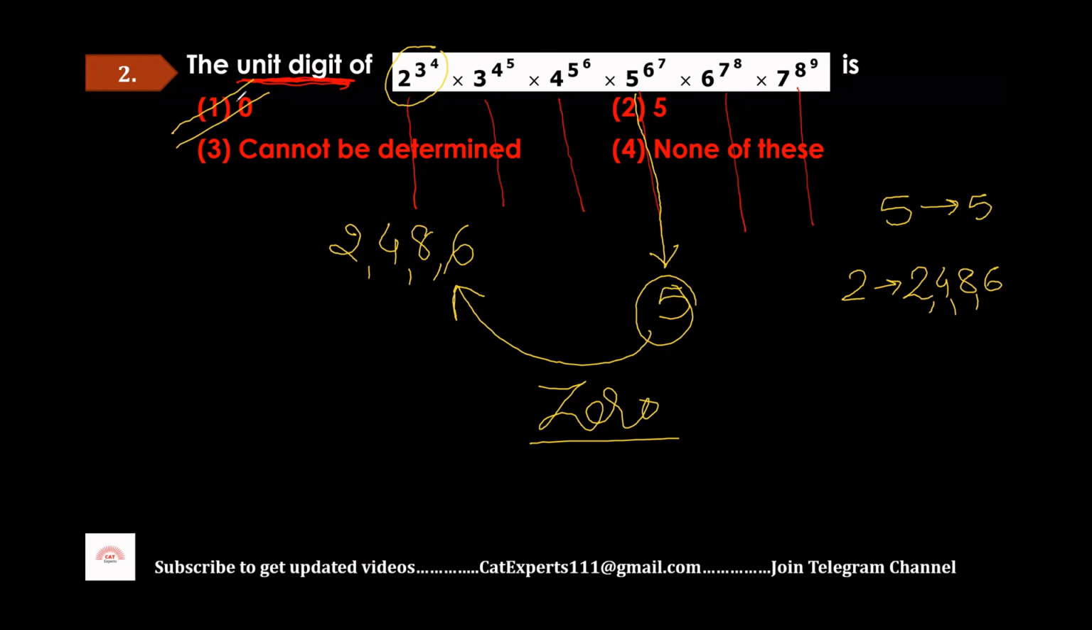There is actually no need to find out the digit for each and every number given in the expression, right? Just see, there will be one 5, there will be one even number. So the answer has to be 0. So option number 1 is going to be my right answer.